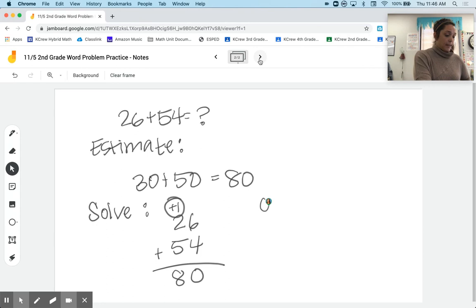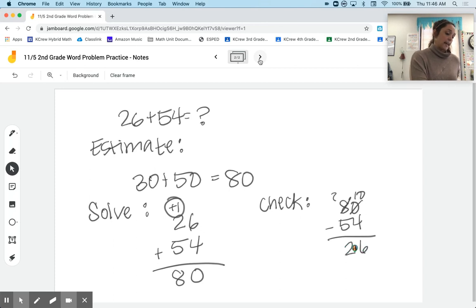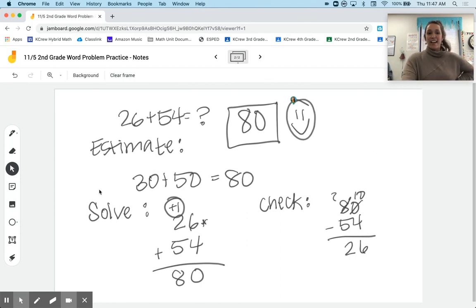So now I need to check it. You can check it many different ways. You can use another strategy like break apart or number line, or you can do the inverse, which is what I'm going to do. So I'm going to do 80 minus 54. 10 minus 4 is 6, and 7 minus 5 is 2, so 26, and that is right here. So 26 plus 54 equals 80. All right, y'all, good luck.